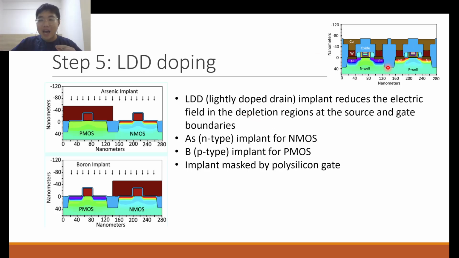So for the NMOS, we lightly dope some arsenic, which is an N-type dopant. For the PMOS, we lightly dope some boron. Normally this doping is very shallow, so it is done at a lower energy, and normally at a lower ion concentration in the ion implantation.